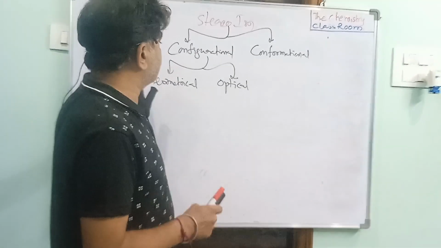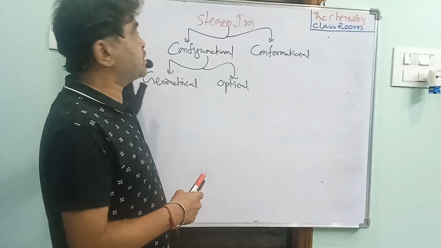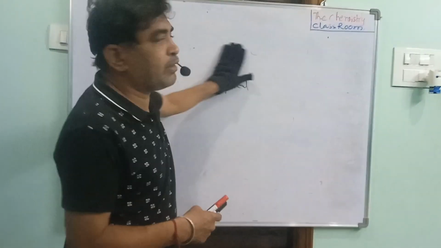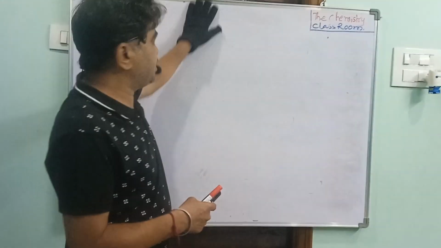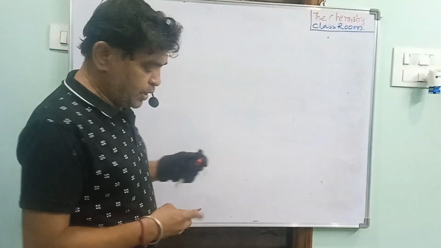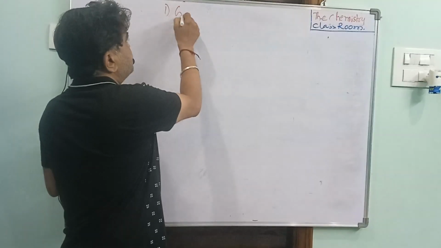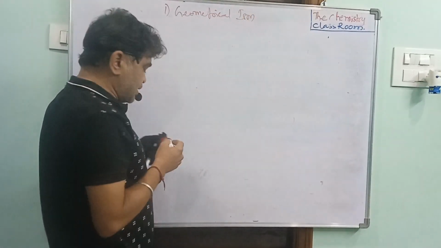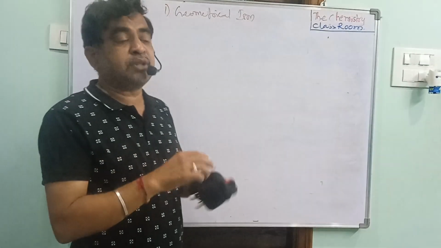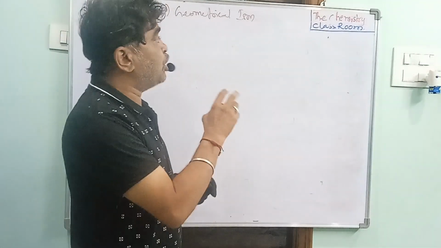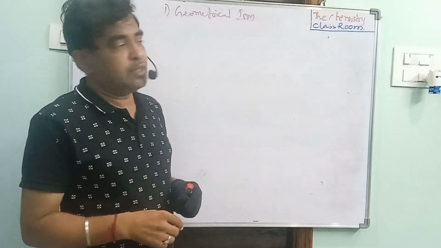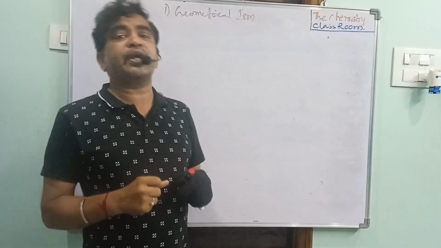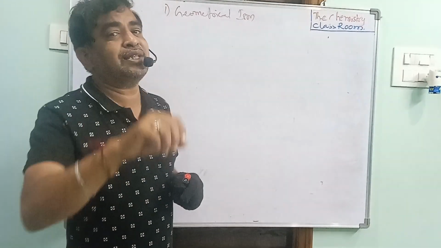Very first I am discussing the geometrical isomerism. What is it, and how does it perform? What is the spatial arrangement in geometrical isomerism? Now we discuss. Before starting, to perform the geometrical isomerism, one condition is compulsory.